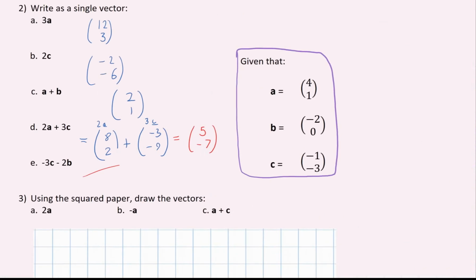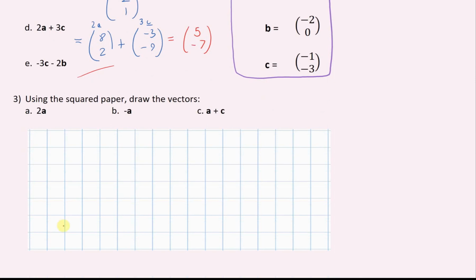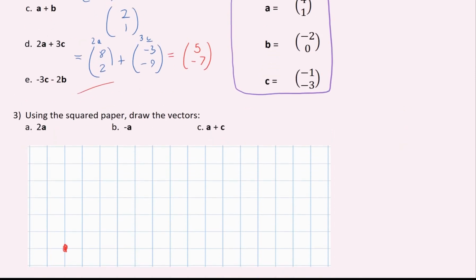Okay, again, you can also have to draw vectors. Typically in exams, you'll be given some sort of start point. So it might say, draw the vector 2A, starting from this point here. So let's go through that. 2A we worked out earlier, actually. We know that's just 8, 2. So that means go 8 squares across, so 2, 4, 6, 8, and then go 2 squares up. So the vector 2A is going to be that.